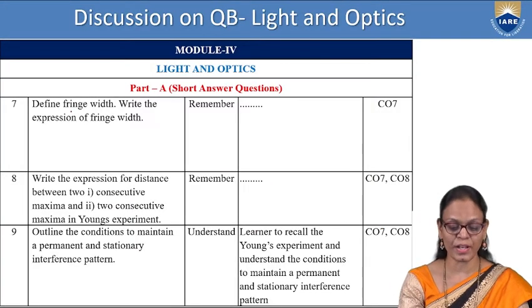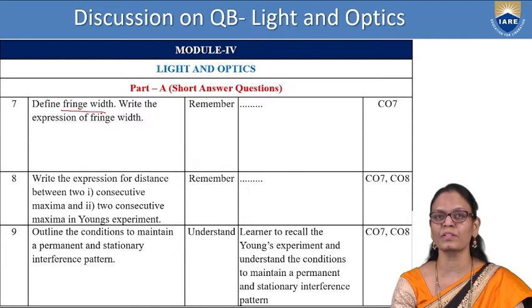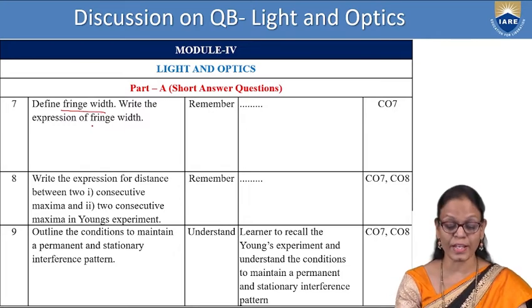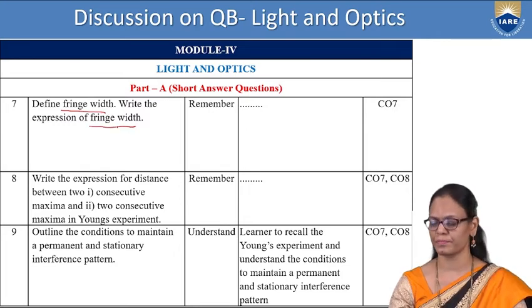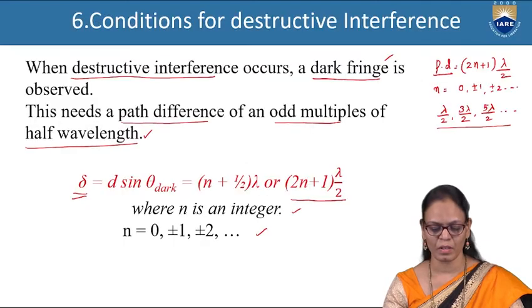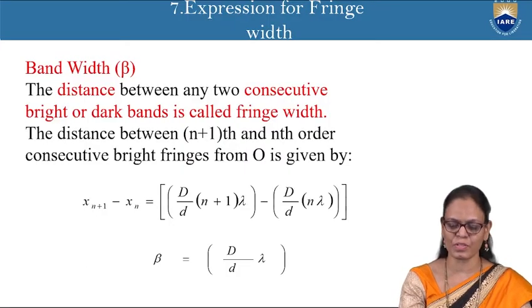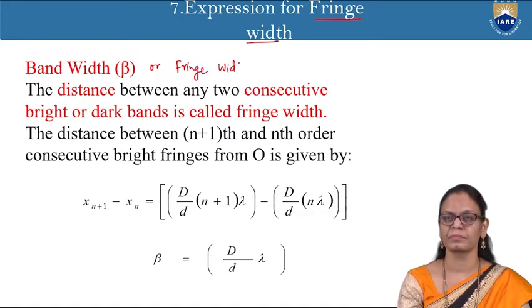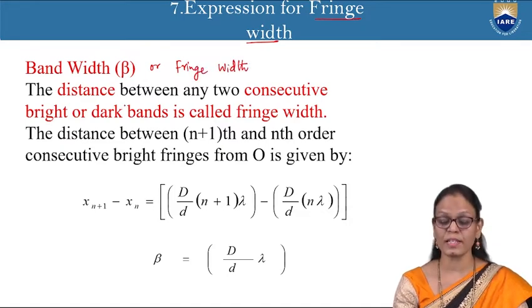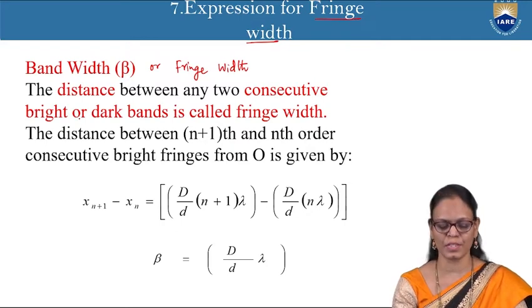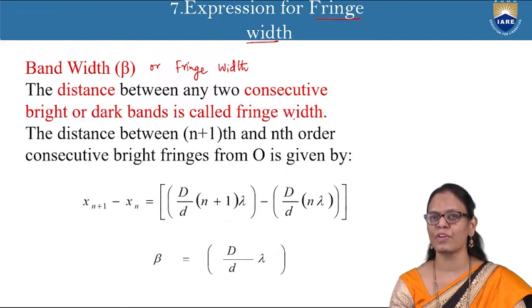Now next, define fringe width. What is fringe width? And also write the expression for fringe width. So let us first define fringe width, or the bandwidth. We may call it fringe width or bandwidth. The distance between any two consecutive bright or dark bands is called the fringe width.